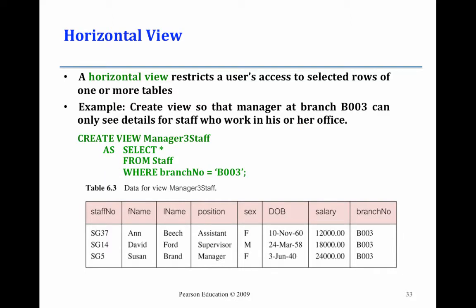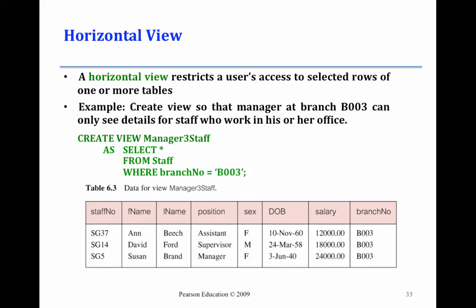Okay, so some terminology. There are horizontal views that restrict a user's access to selected rows. So for example, we might have a view called Manager 3 Staff. The only staff members we want the manager at branch 3 to be able to view are the employees at branch B3. So we create a view for Manager 3 that restricts the tuples that manager can see to the staff at branch 3. So that's a horizontal view.